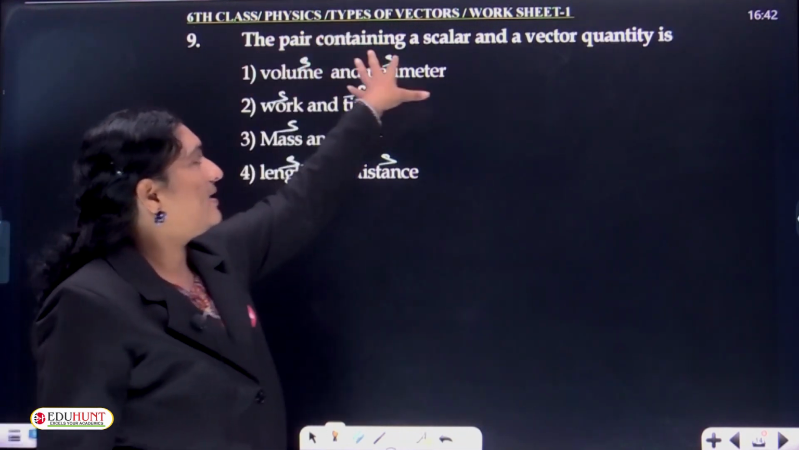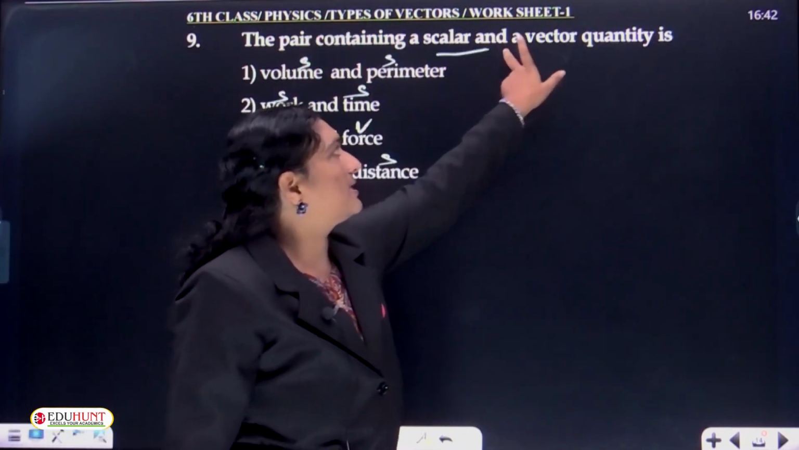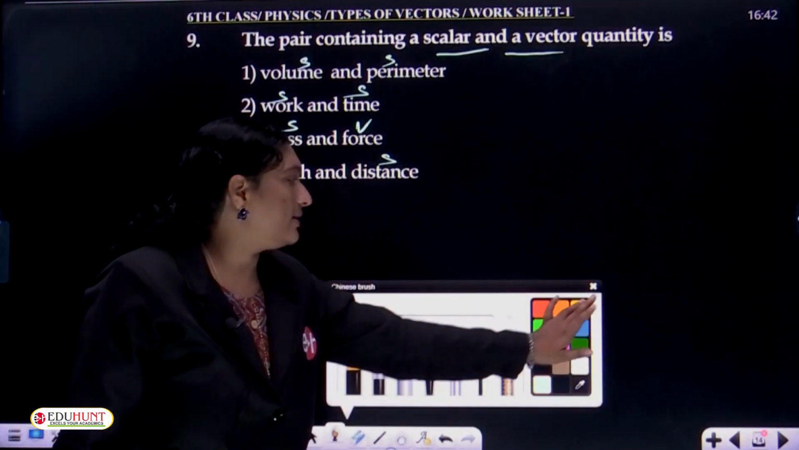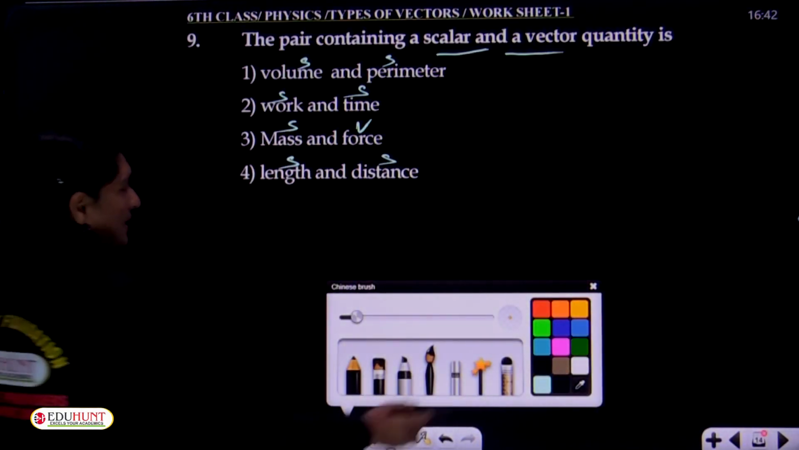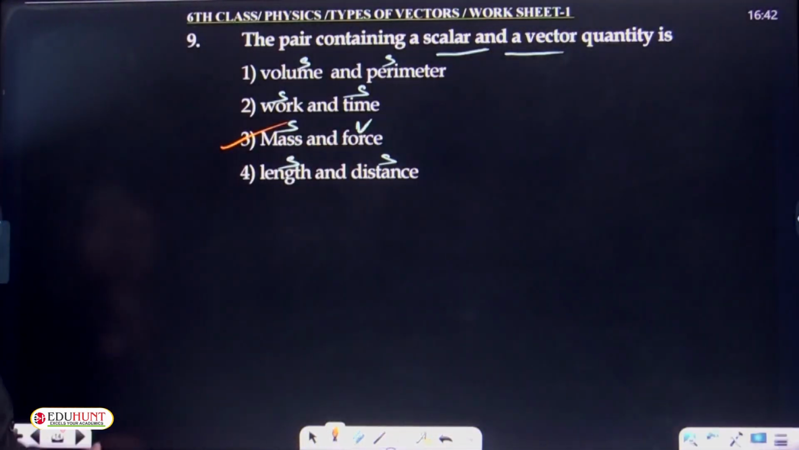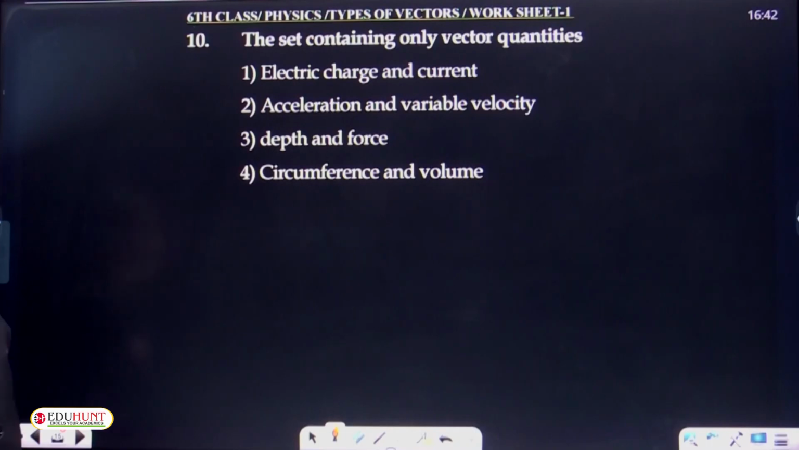So it asks you to identify the pair containing both the scalar and vector. Among the 4 examples, which one has both the scalar as well as vector, children? The third option consists of both scalar and vector. So moving to the next question, that is the 10th question.